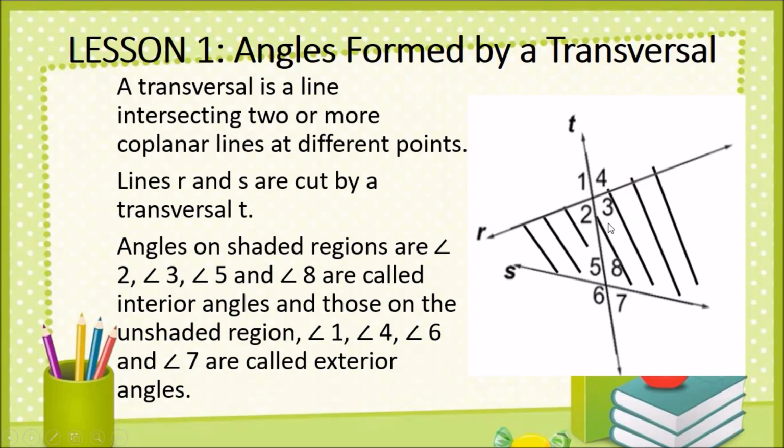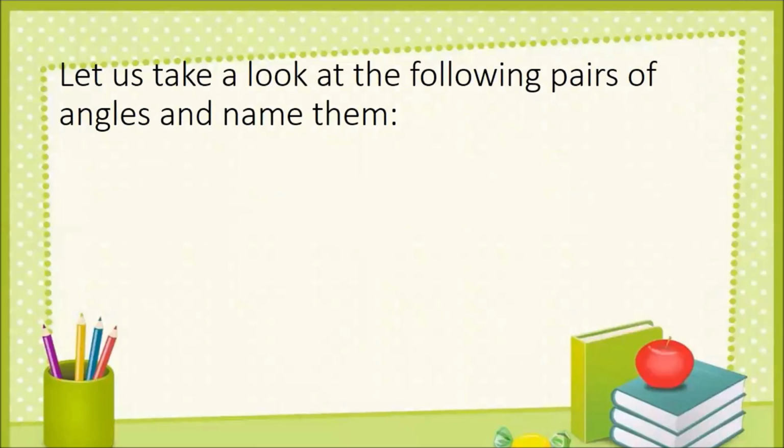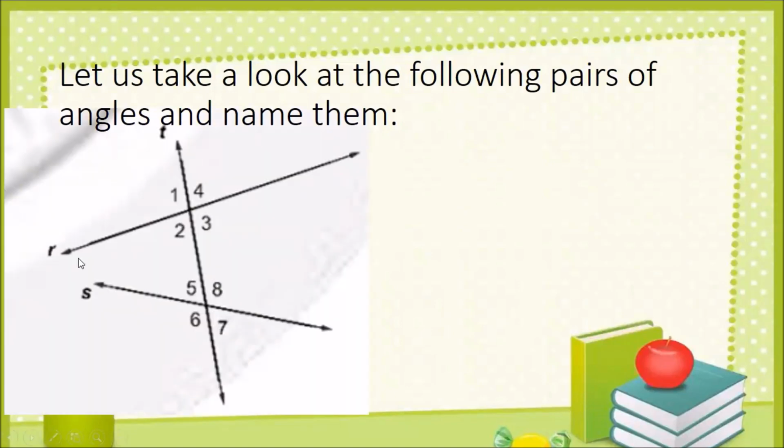Angle 2, angle 3, angle 5, and angle 8, ito nasa loob, are called the interior angles. And angle 1, angle 4, angle 6, and angle 7 are called exterior angles. Let us take a look at the following pairs of angles and name them. Line R and line S are intersected by a transversal line T.